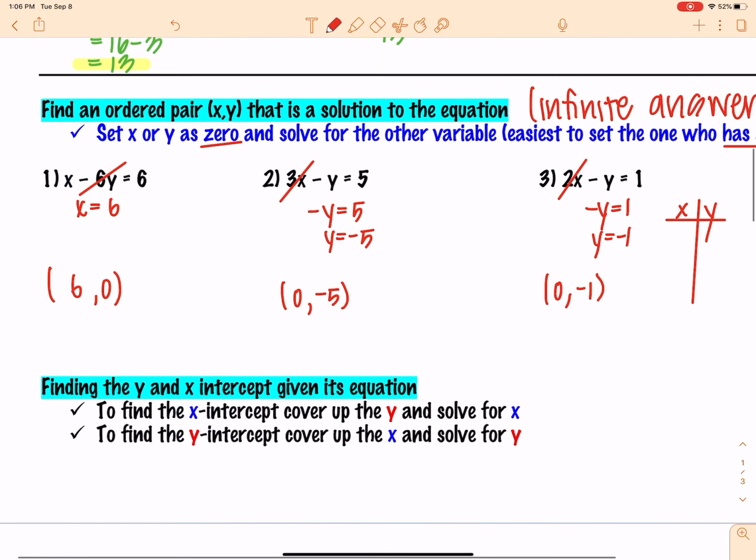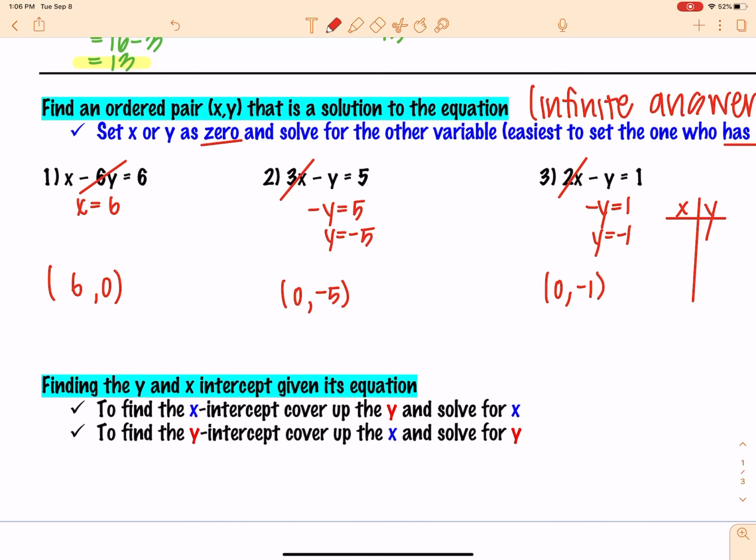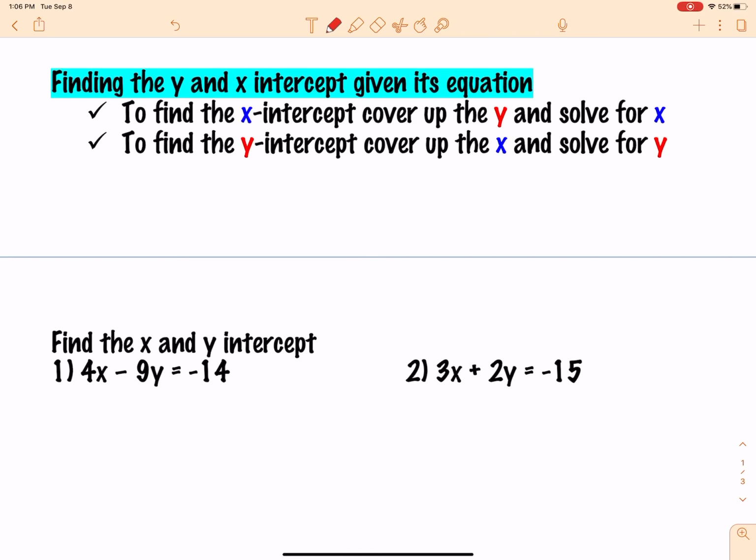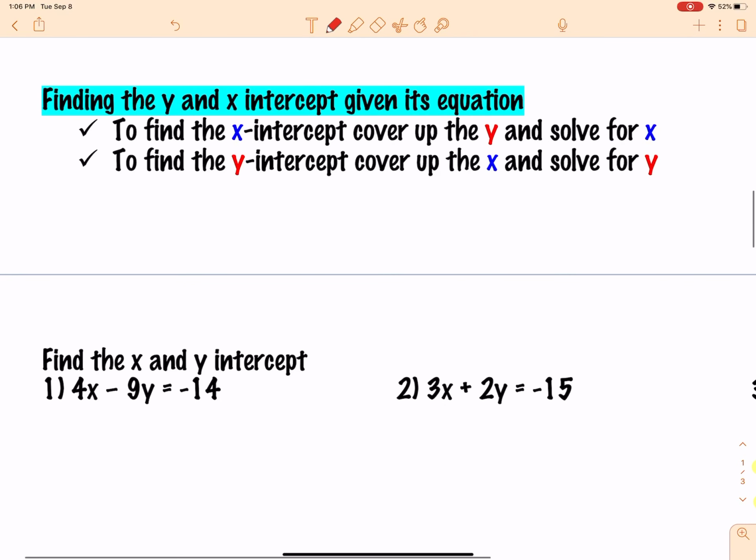All right, so next we're going to deal with finding x and y intercepts. And it kind of goes along with what I just showed you. It was a little bit of a warm-up. So x and y intercepts, the easiest way to find these is to set part of it equal to 0. So when you have an x-intercept, that means y is equal to 0. When you have a y-intercept, like on a graph, that means your x is equal to 0. So you cover up the opposite letter that you're solving for.